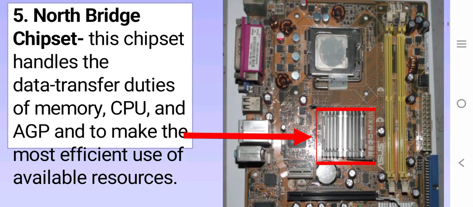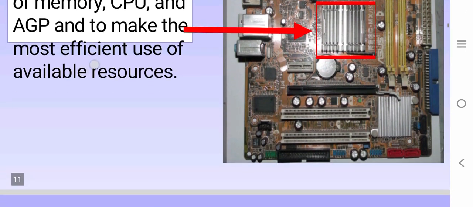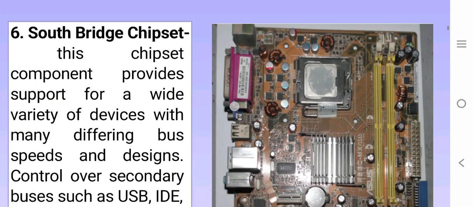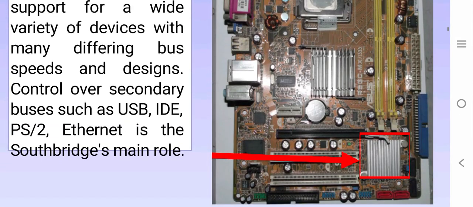Now the next one is north bridge and south bridge. They are the two important chips on the motherboard. The north bridge handles the fast communication between the CPU, memory and graphics card, whereas the south bridge manages the slower devices like USB, hard drives and the network interface. The diagram shows both chips in the middle area of the motherboard that connect the various components to the data bus.